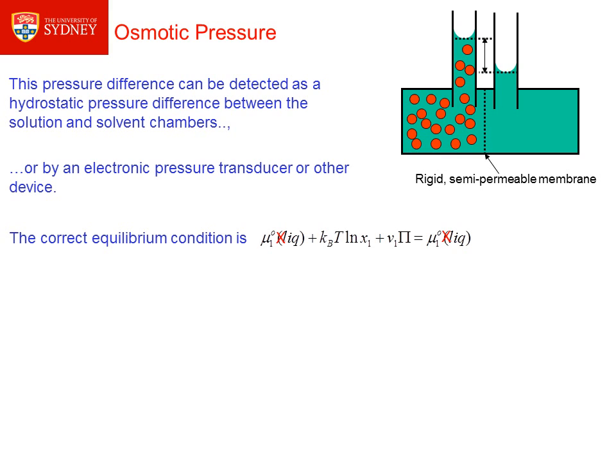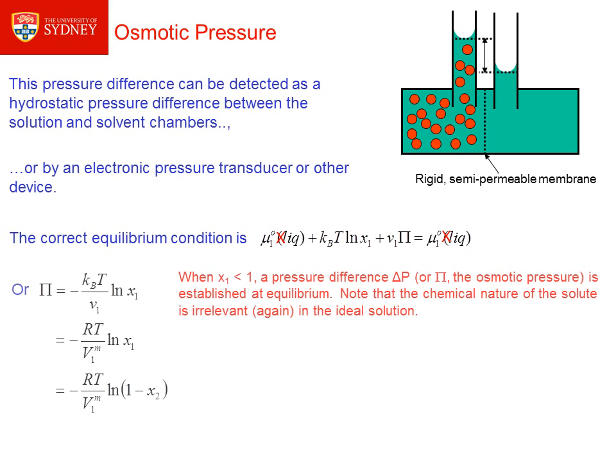The pure liquid chemical potentials cancel, and that gives us an expression for the osmotic pressure as minus kBT divided by the molecular volume of the solvent times the log of the mole fraction of the solvent. So when the mole fraction of the solvent is less than 1, when it's a solution, a pressure difference, delta P, denoted Pi here, is established at equilibrium. Notice that the chemical nature of the solute is irrelevant in this example of an ideal solution.